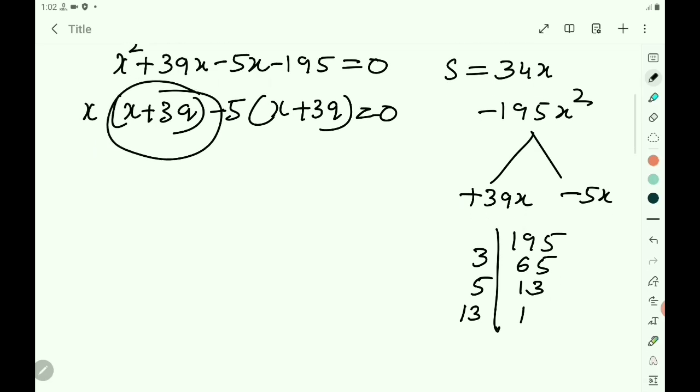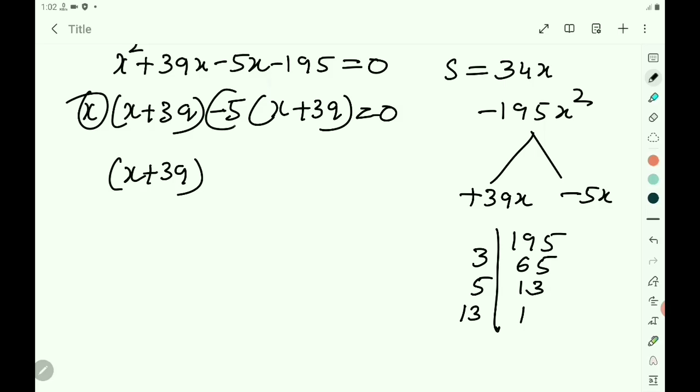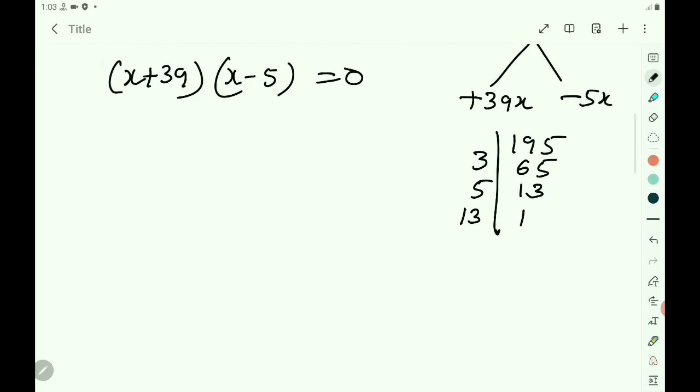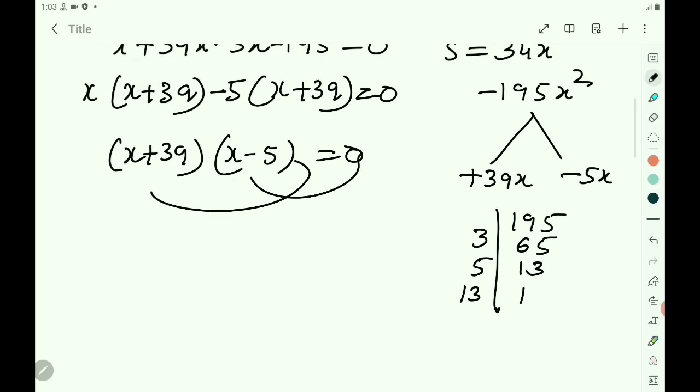Then you got x plus 39, x plus 39. Write it in one bracket as a common factor. And here what is remaining? x. Here what is remaining? Minus 5. So in the other bracket you write x minus 5 equals 0.